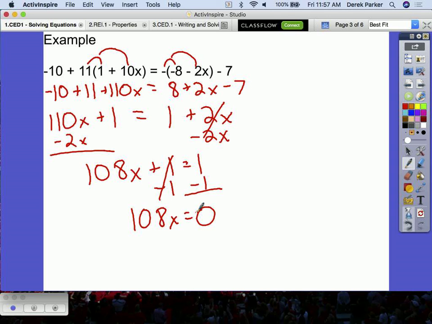Now, this does have a solution. Just because on the right side there is a 0 doesn't mean there's no solution. I now divide 108 to both sides, and x equals 0.